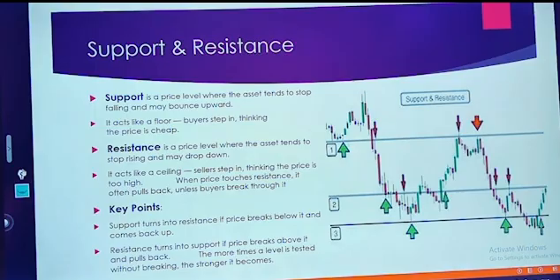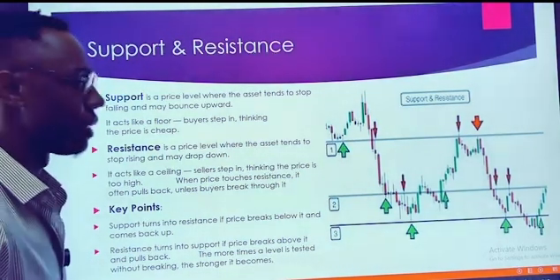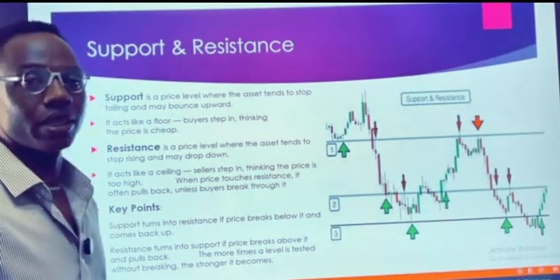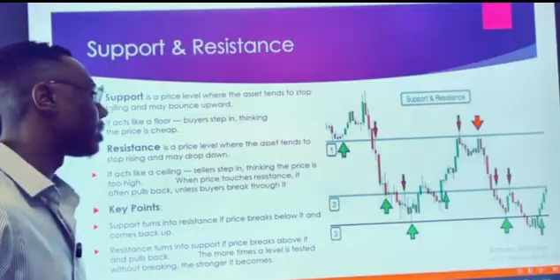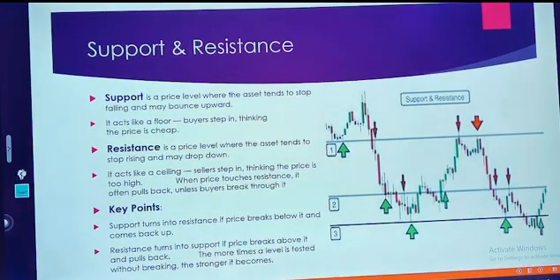What is a resistance? A resistance is a price level where the asset tends to stop rising and may drop down. We are going to handle that practically, but for now, understand the theory. A resistance acts like a ceiling. Sellers step in thinking the price is too high. When price touches resistance, it often pulls back unless buyers break through it.